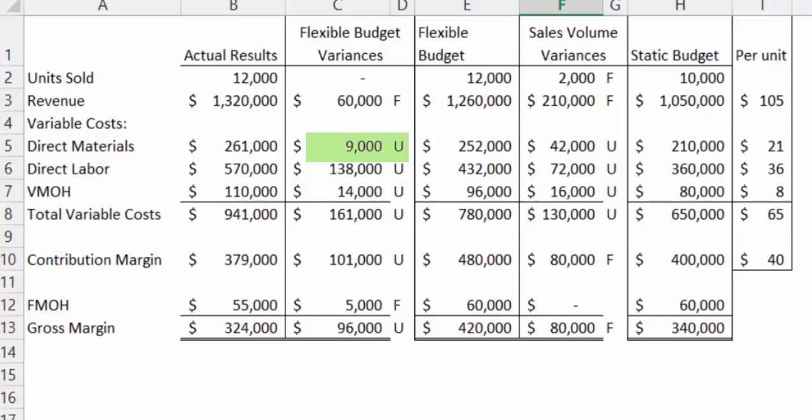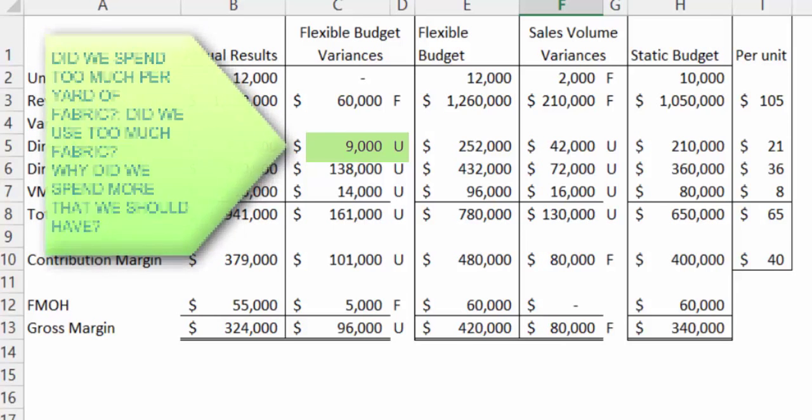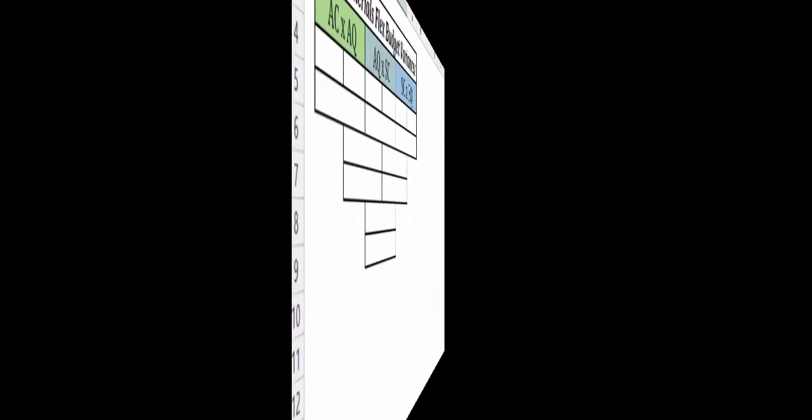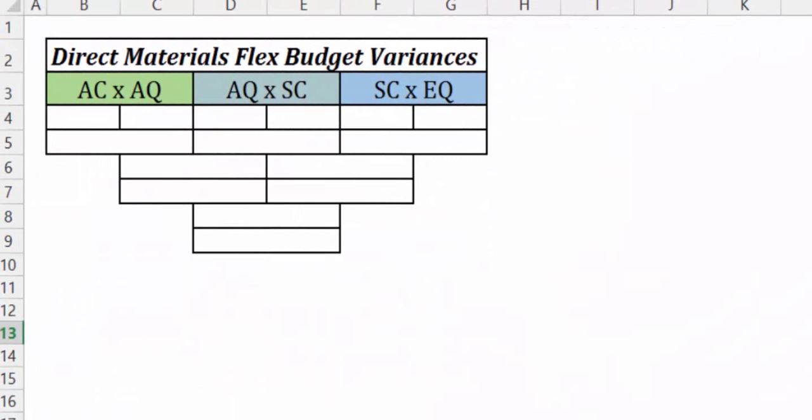It doesn't explain, though, the additional $9,000 that we spent above the flex budget. So that is either that we paid too much money for the fabric, or we used too much fabric. Something happened in there, but we don't know what it is. So we want to break that down very much like we did with the selling price variance. In this case, on the far left, we have actual cost times actual quantity. That's the amount of money that we actually spent. $261,000 was given to us in the problem.